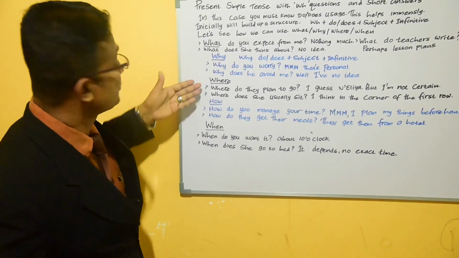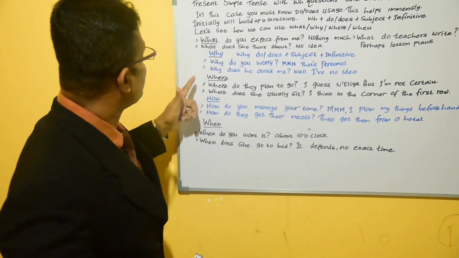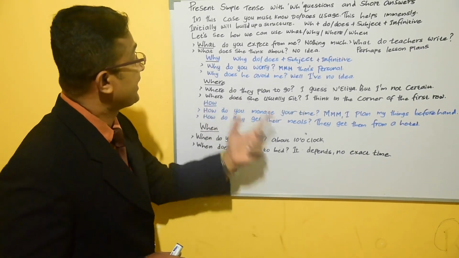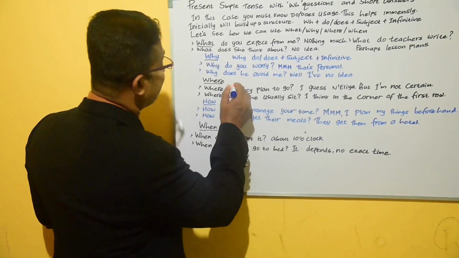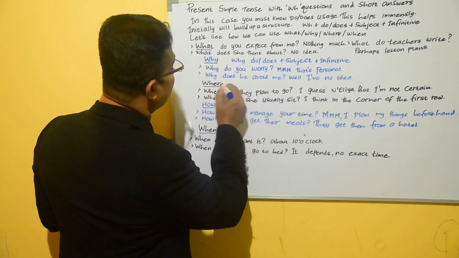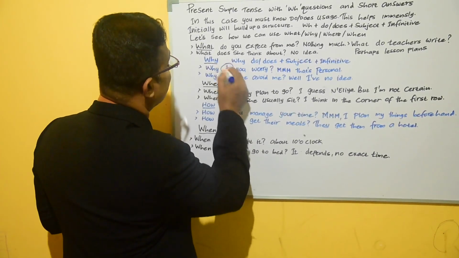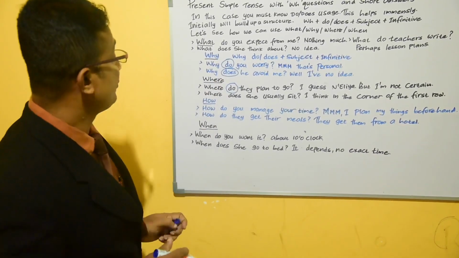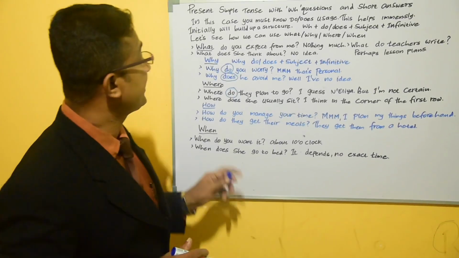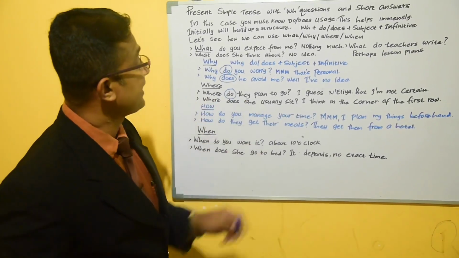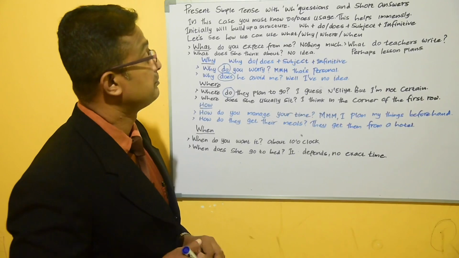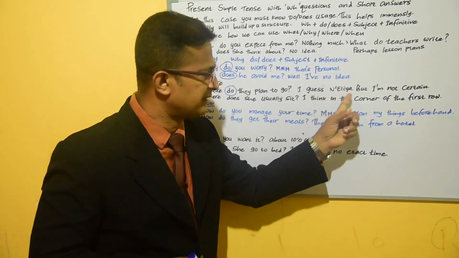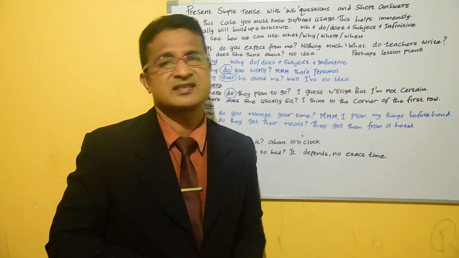Okay, let's skip to where. WH question where. Where do they plan to go? Now the specific element you all can see is the usage of do and does right after the WH questions. It's very obvious, I hope. And where do they plan to go? I think New Australia, but I'm not certain.